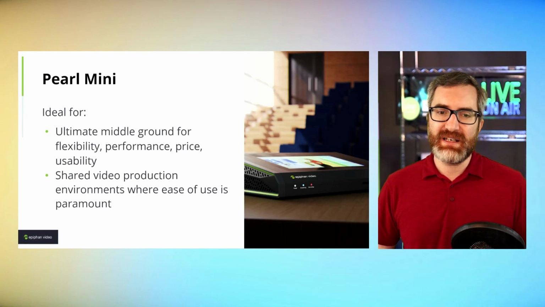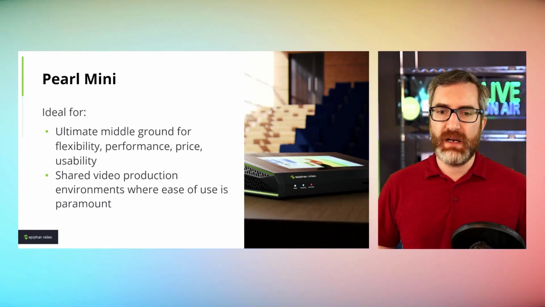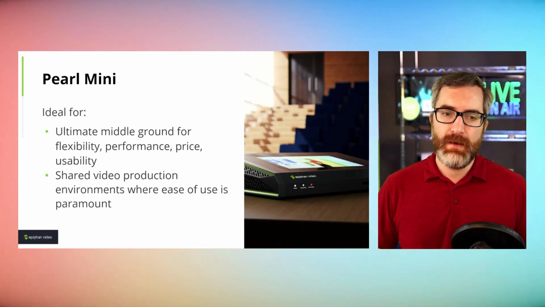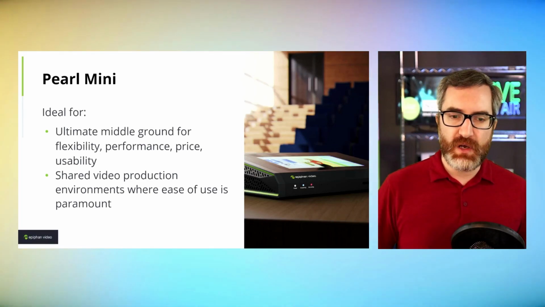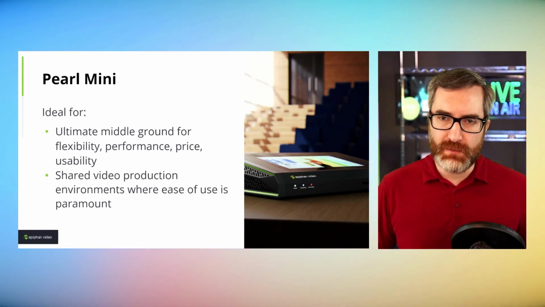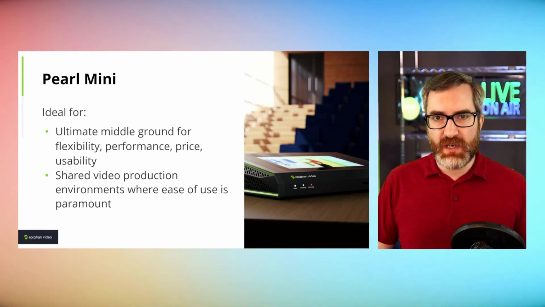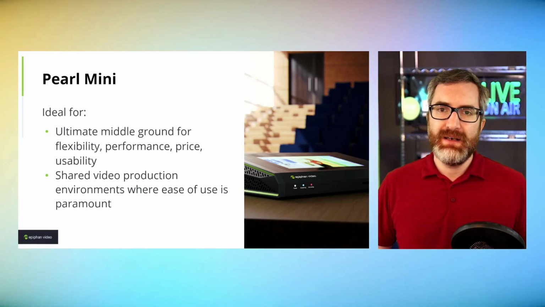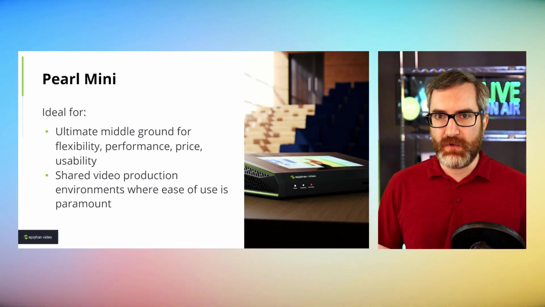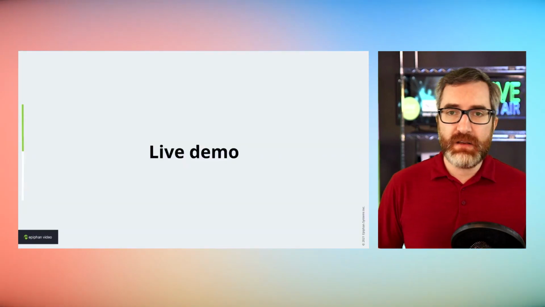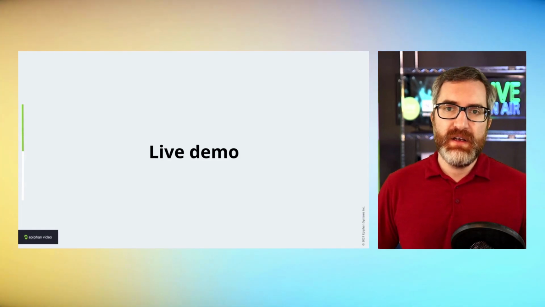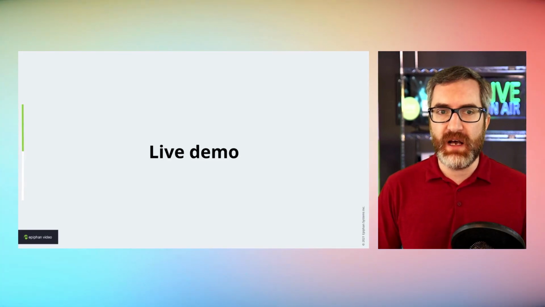So Pearl Mini is ideal for that ultimate middle ground, right? For flexibility, performance, price, ease of use, usability, that kind of thing. So think of a shared production space, like I mentioned earlier, where you might not have 5 cameras. You might only have 1 and a presentation, and you need to do some switching between those. And you need it to be really easy for an operator to do that on their own. Pearl Mini is a great fit for that. And as we get into the live demo here, I'll expand on that a little bit to clarify what I mean in terms of the performance limitations of something like Pearl Mini.